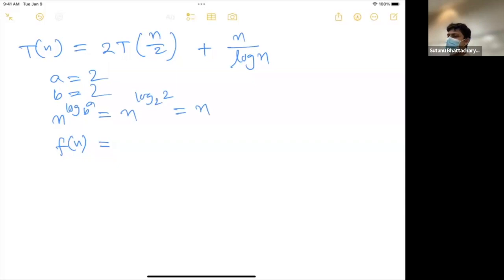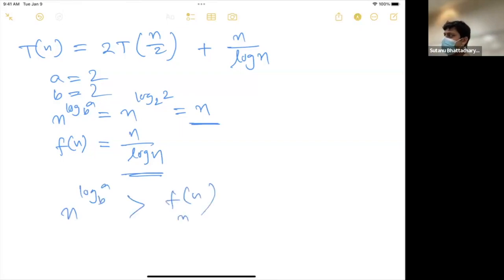Now, what is f(n)? n by log n. Yeah, n by log n. Now, which one is dominating? Which one is larger? n or n by log n? Obviously, n is larger. So, n power log A base B is greater than f(n). This is n by log n. This is n. So, which case? Case 1.